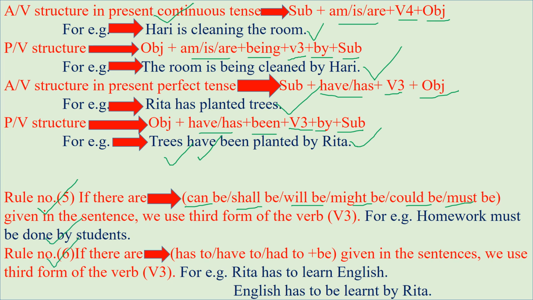Rule number 6. If there are has to be, have to be, had to be given in the sentences, we use the third form of the verb, verb 3. For example, English has to be learnt by Rita.